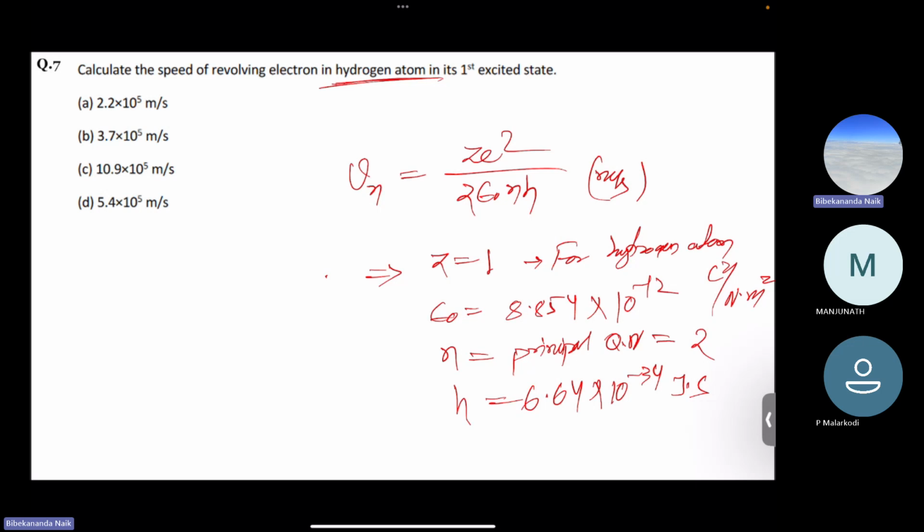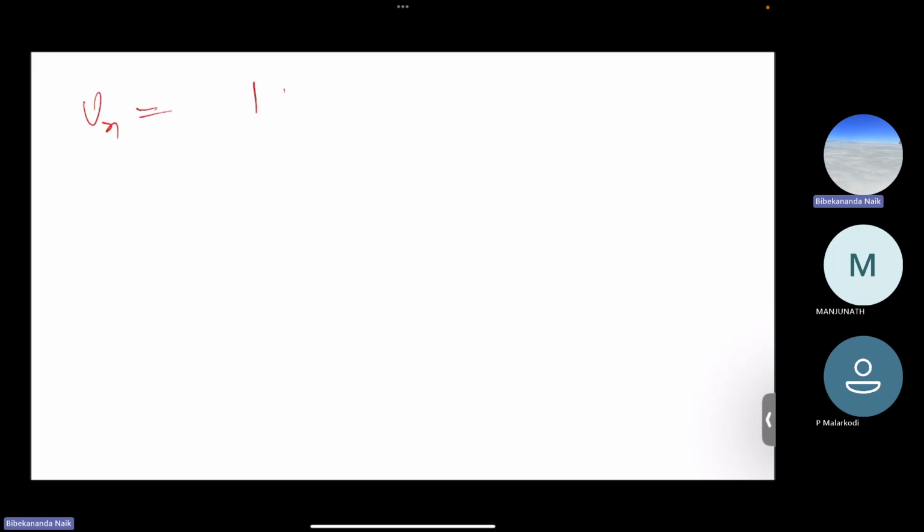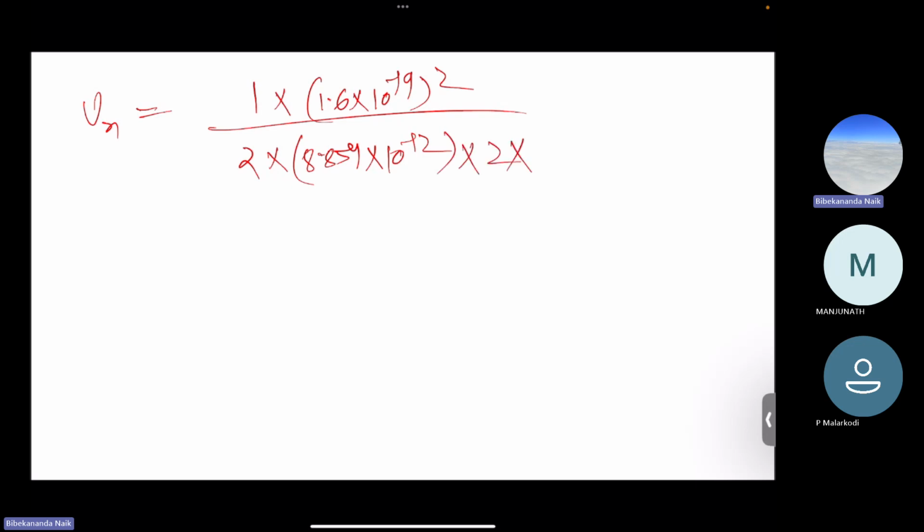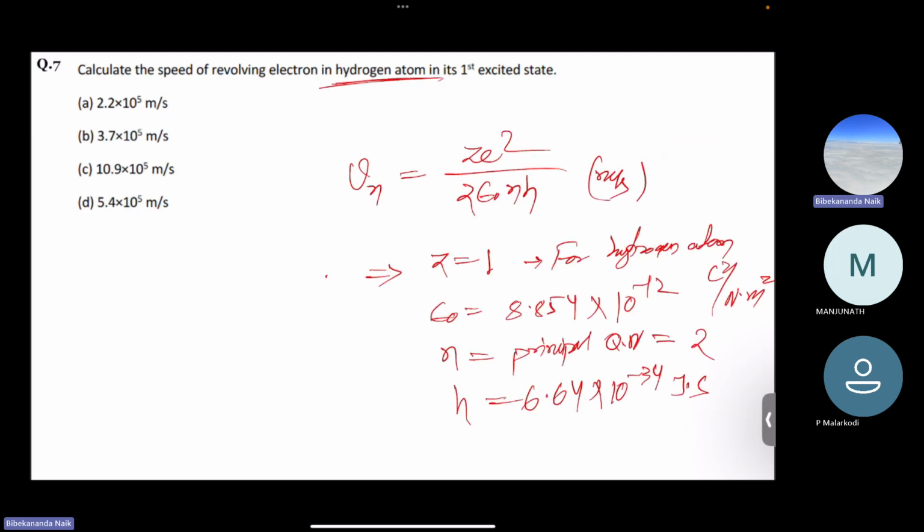So if we put all these values, Vn will be: Z is 1, e square means charge of electron 1.6 into 10 to the power minus 19 square, 2 into epsilon 0 8.854 into 10 to the power minus 12 into n is 2 into h is 6.64 into 10 to the power minus 34. So the correct answer will be 10.9 into 10 to the power 5 meter per second. So the correct answer is option C, 10.9 into 10 to the power 5 meter per second.